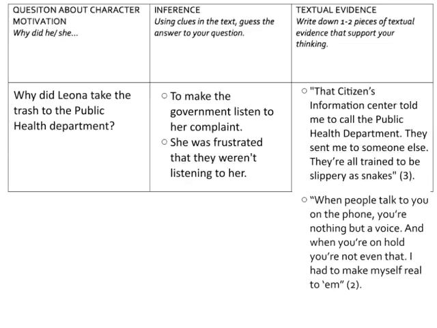So I used Leona's story to ask a question about character motivation. And that question that I asked was, why did Leona take the trash to the public health department? The inference that I came up with, and the one that I'm going to write about, is this: to make the government listen to her complaint. Okay, so I have 2 pieces of evidence that I've identified that support this inference. The one that I'm going to use for my paragraph is this. "When people talk to you on the phone, you're nothing but a voice."